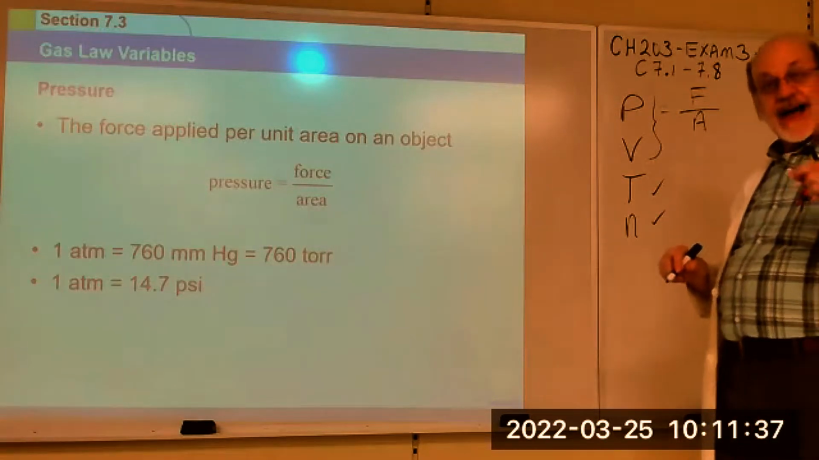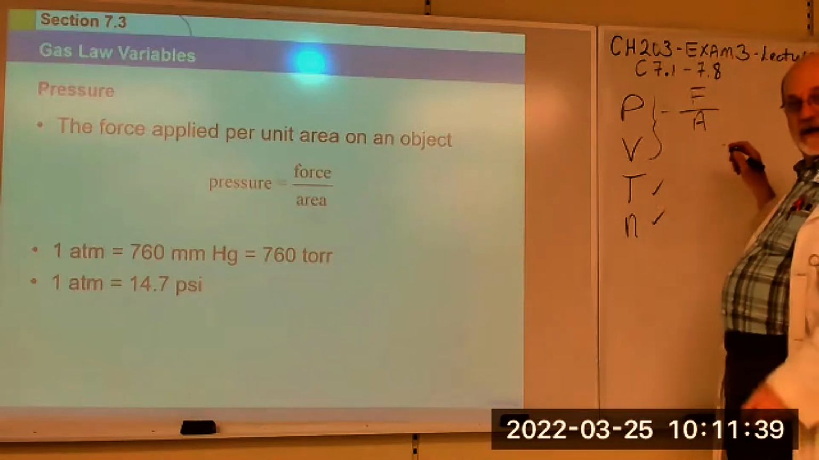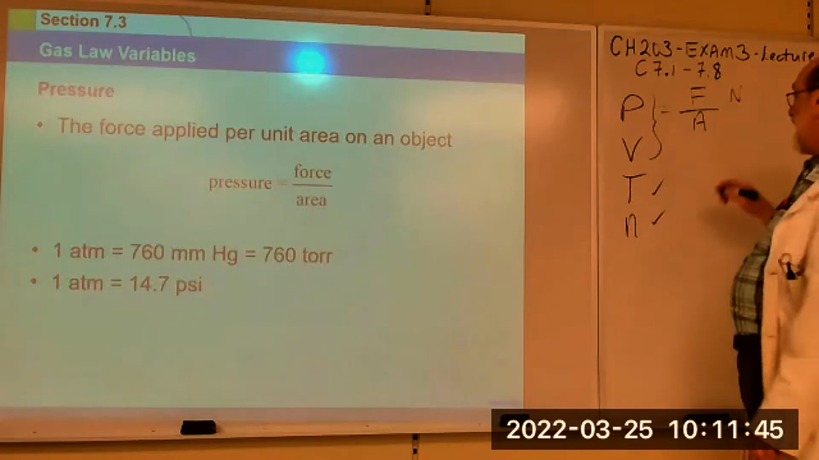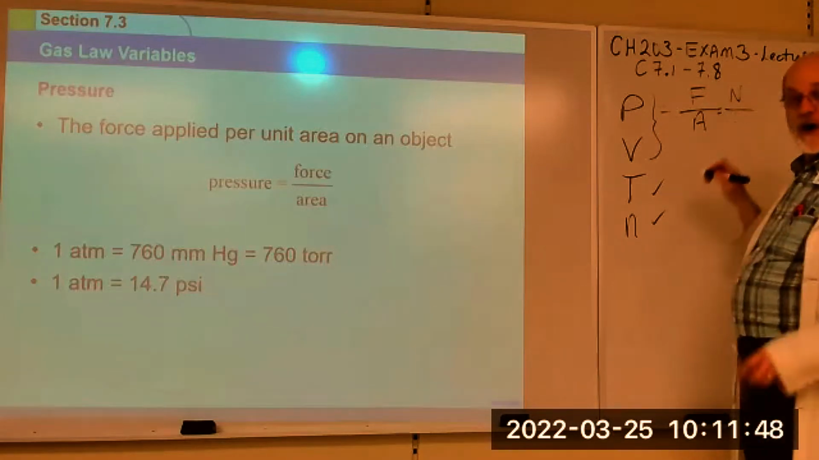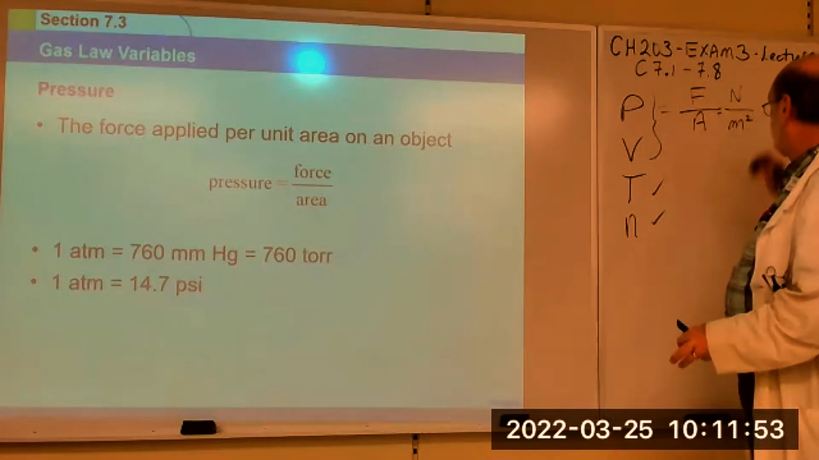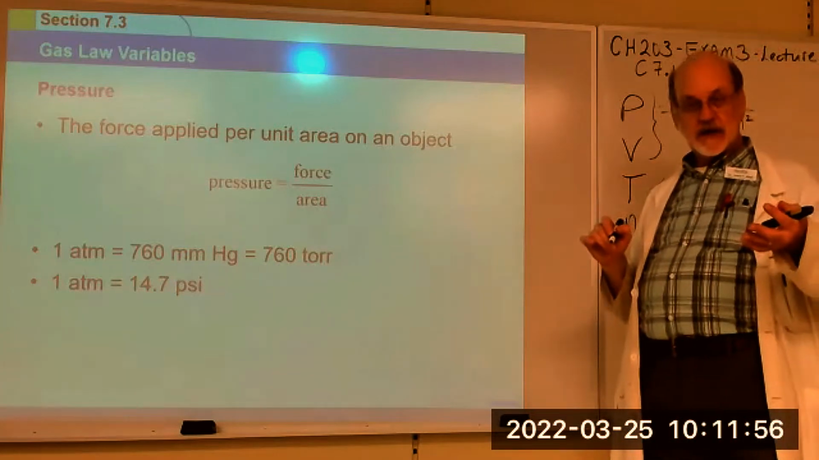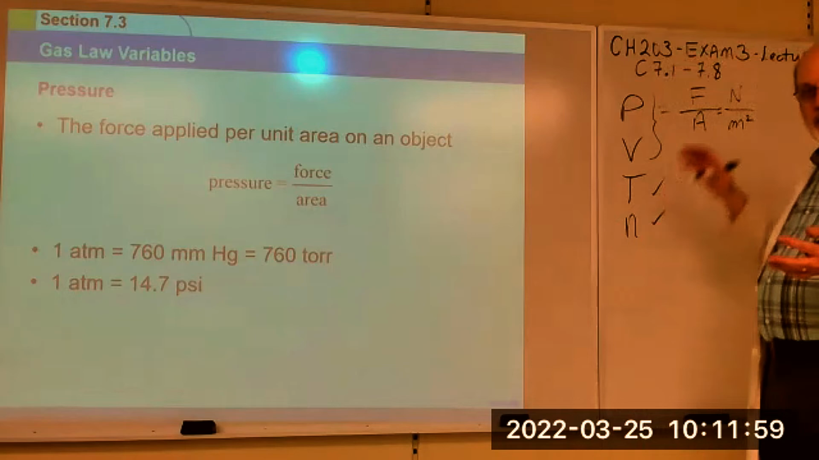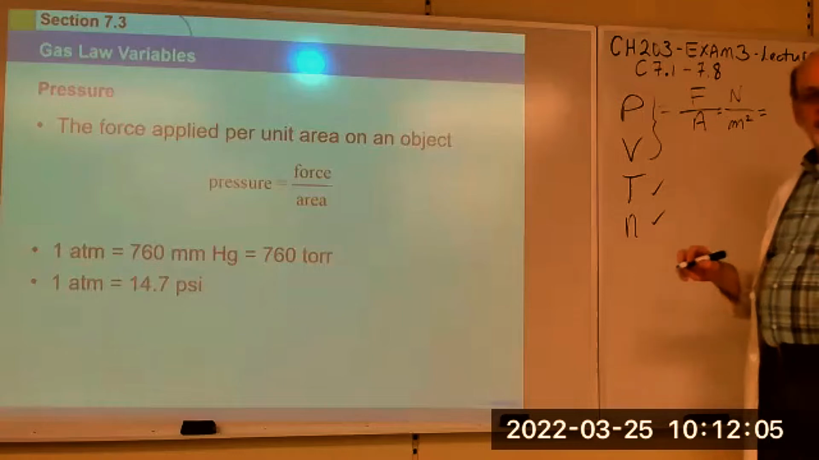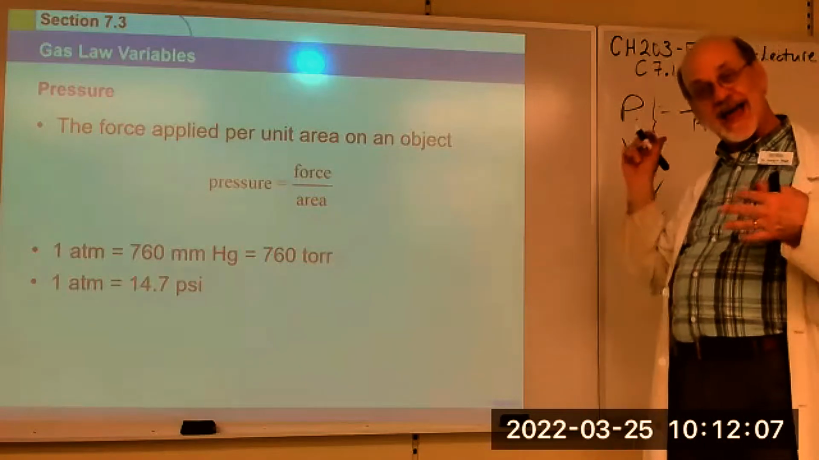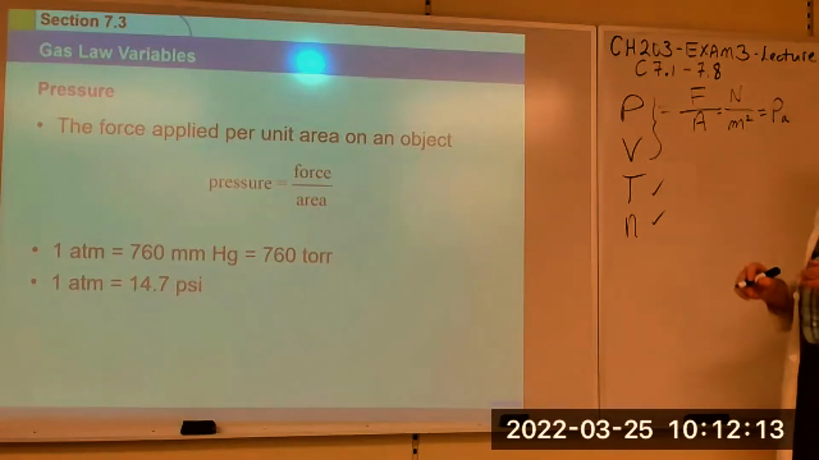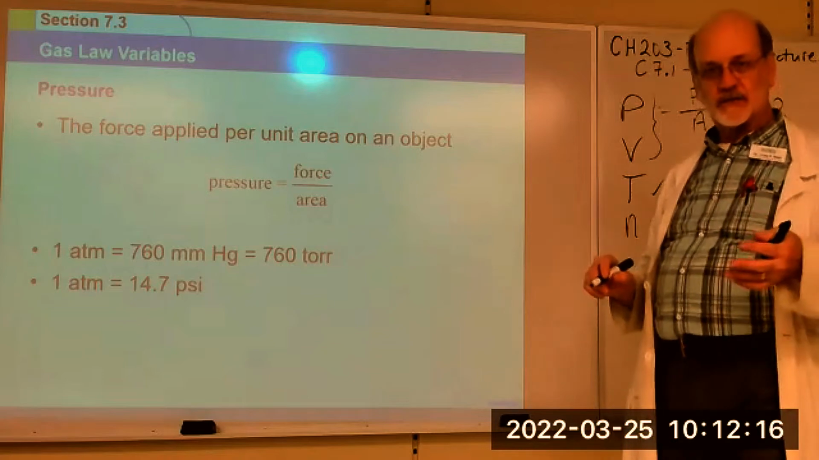Well, in the SI system, force is in units of newtons, okay? And area is a derived quantity from meter. Meter is the standard length, so square meter would be the standard for area. Newtons per square meter, okay? Well, we have a derived unit from that. Instead of saying Newton per square meter, we say Pascal. Okay, 1 Newton per square meter is a Pascal.